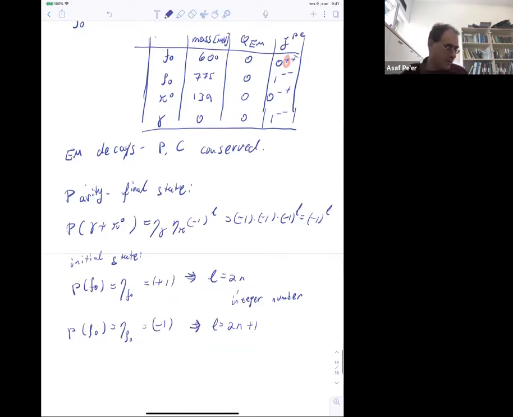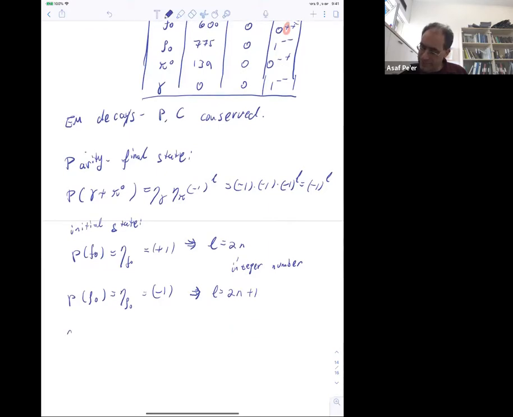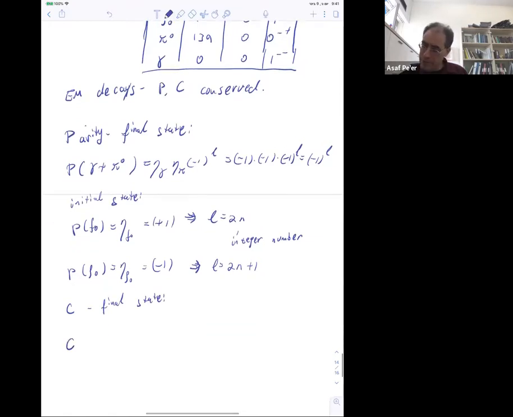Let's look at the C. So what is C of the final state? Charge conjugation, final state. So C of gamma plus pion, right? C of gamma times C of the pion, which is minus 1 times plus 1. So this is a minus 1.